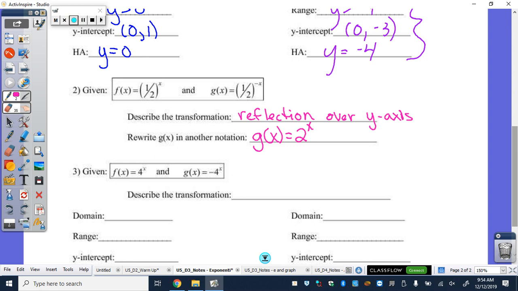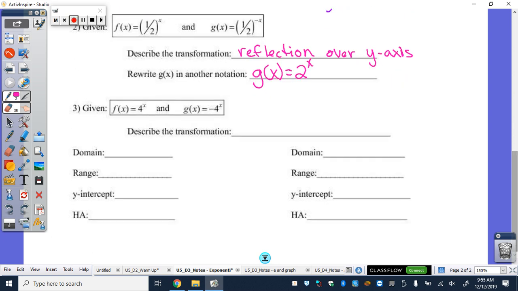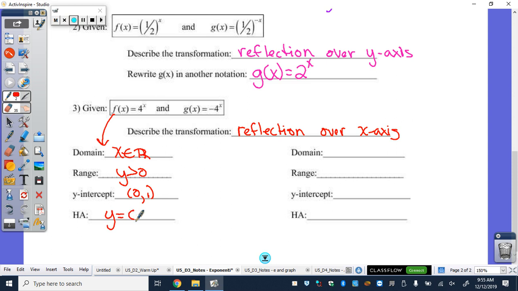Let's take a look at our third one there. What's our transformation this time? Reflection over the x-axis. So again, parent function, the f of x equals 4 to the x. Domain would be everything. Range would be greater than 0. Y-intercept is at 0, 1. Horizontal asymptote is at y equals 0, because again, it's one of the parent functions for an exponential.